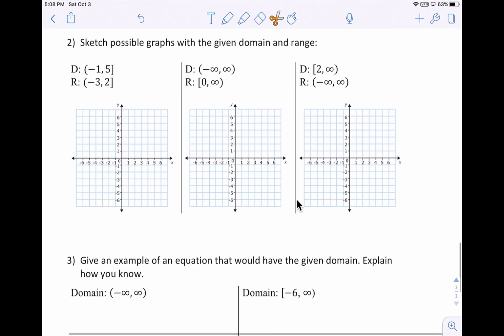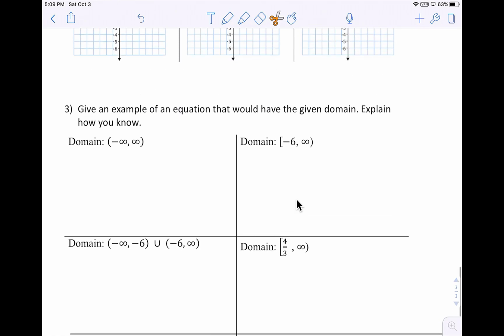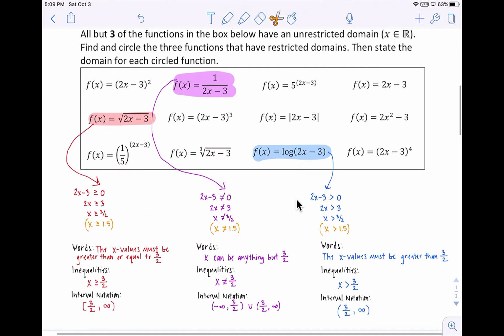And then last but not least, for a little challenge, if I were to give you the domain of a function, could you come up with a possible equation that would have that domain? It might help if you look back at the examples that we just did right here and try to reverse your thinking. Given a domain, can you envision what the equation must have looked like that would have produced that domain in the first place?